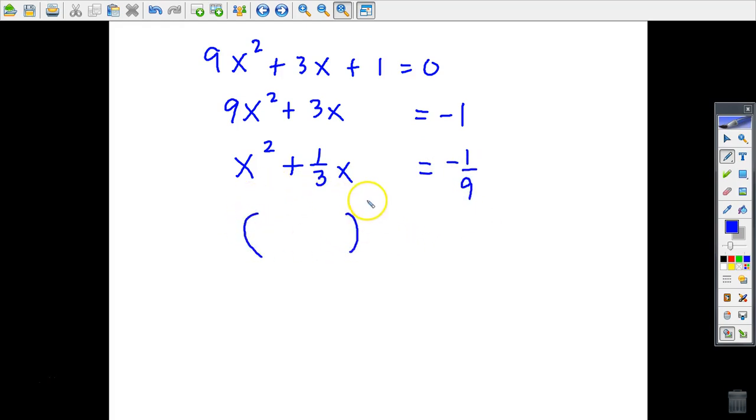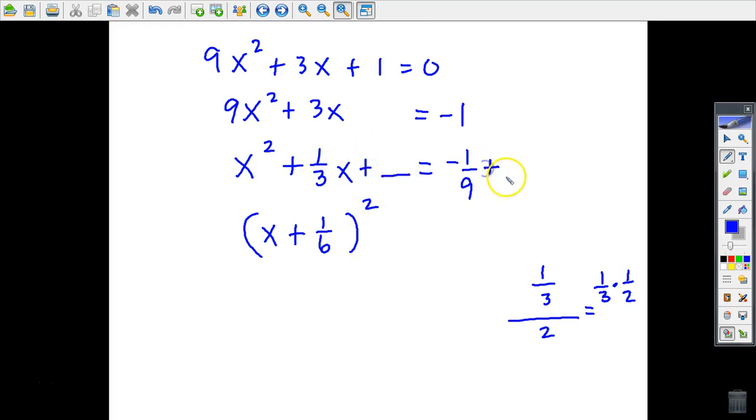Okay, so I'm going to set up the quantity squared, and in the parentheses, x plus, if you divide 1/3 by 2, remember we always divide by 2, that's the same thing as multiplying 1/3 by 1/2. So dividing this linear coefficient by 2 would give me 1/6. So the number that I use to add to both sides that creates a perfect square trinomial is 1/6 squared, which is 1 over 36.